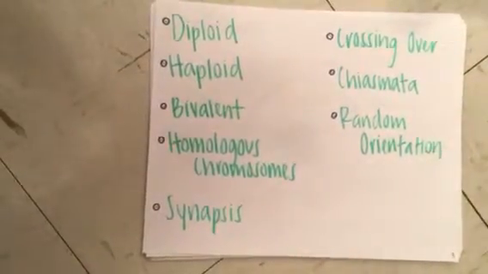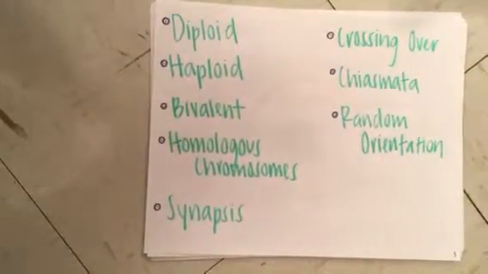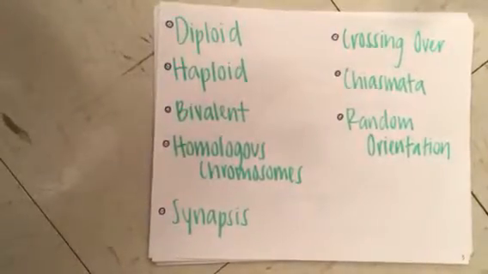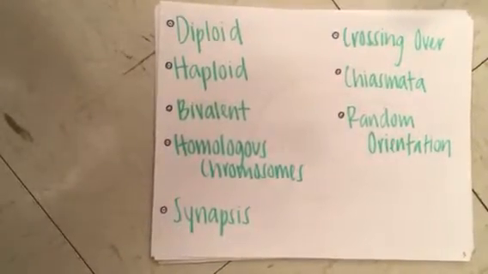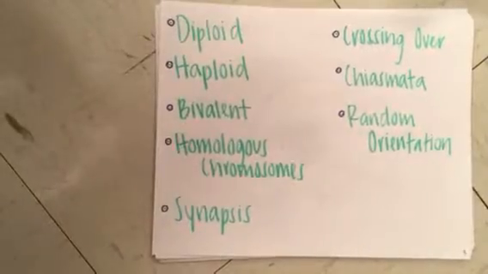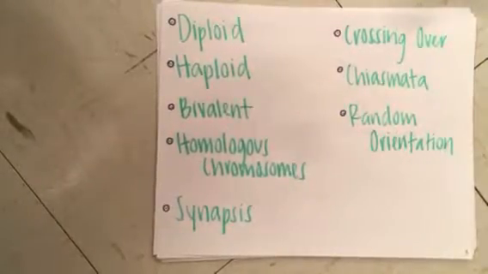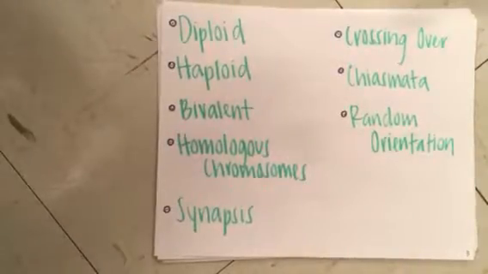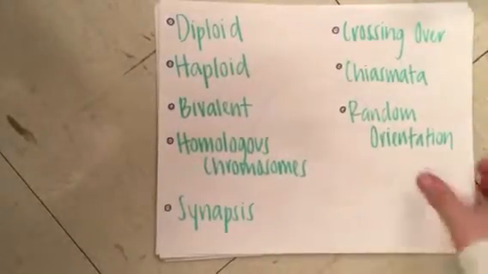Crossing over occurs at random positions anywhere along the chromosomes. Chiasmata intentionally holds together the 2 chromosomes in each bivalent, and random orientation is the process that generates genetic variation among genes that are on different chromosome types.